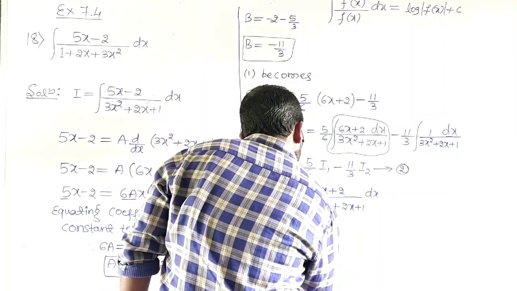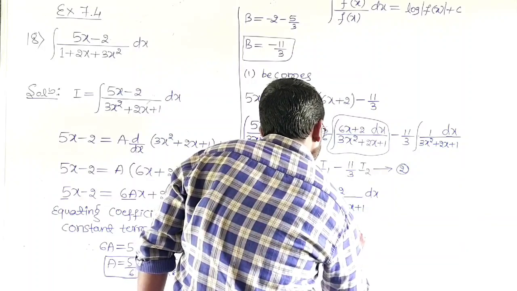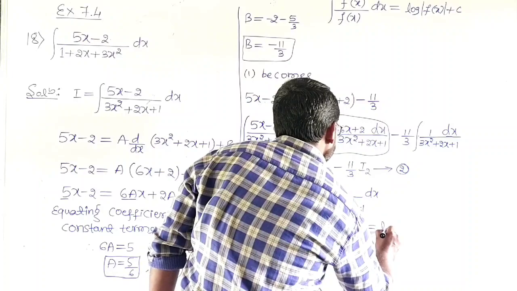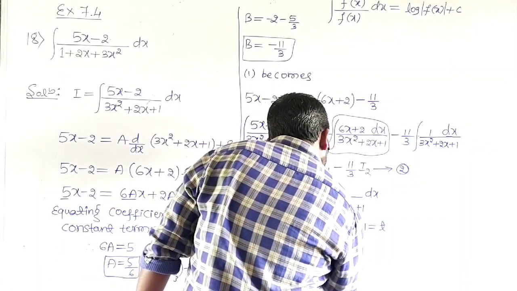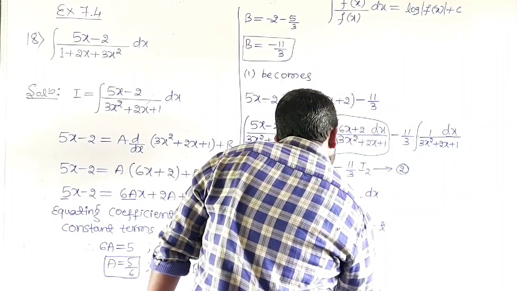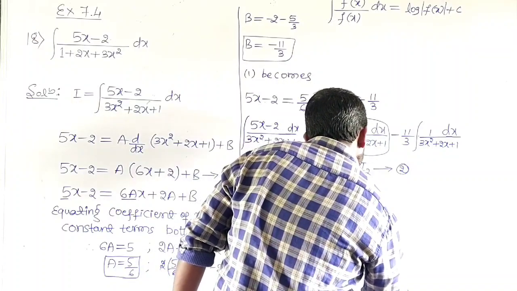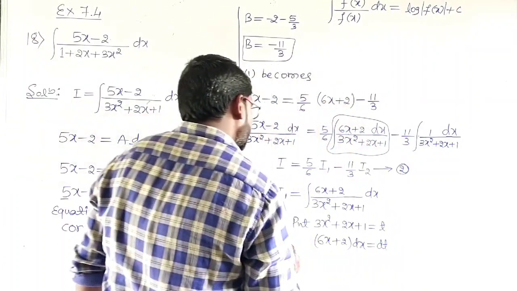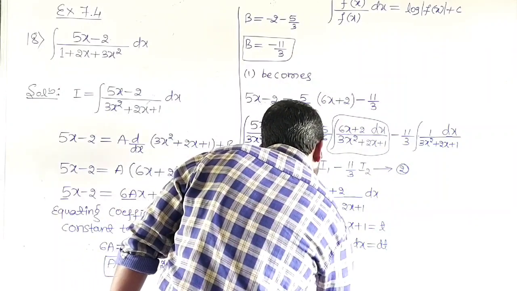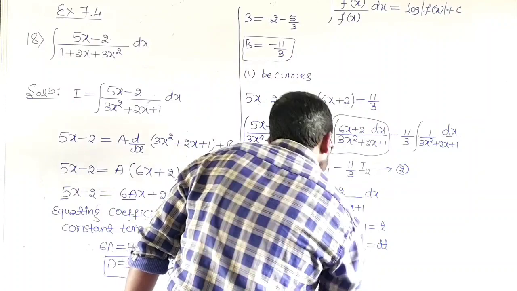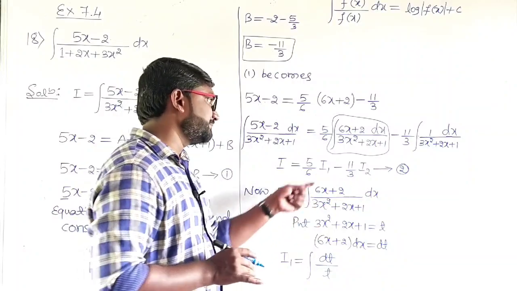So now I take the denominator as t, or you can directly make use of this formula. So put 3x square plus 2x plus 1 equals t. Now differentiate both the sides with respect to x. We get 6x plus 2 equals dt by dx. I take dx to the LHS, so dx equals dt. So now I1 is equal to the integral dt by t. What is integral dt by t? It is log mod t plus c1, because this is I1.